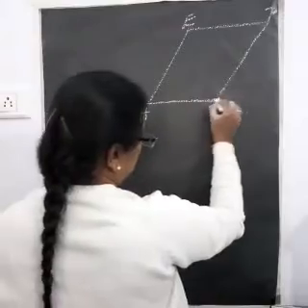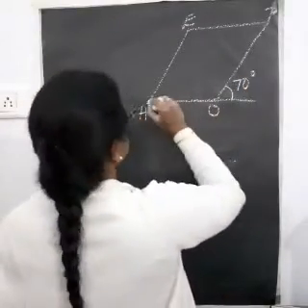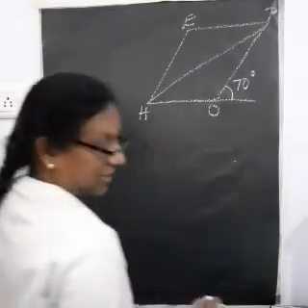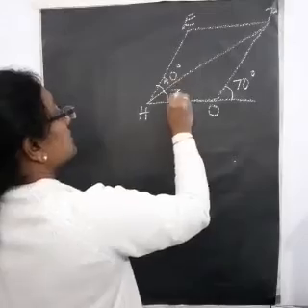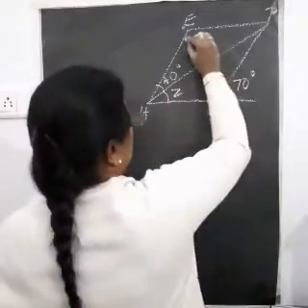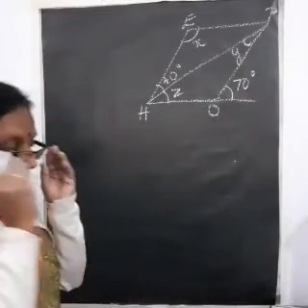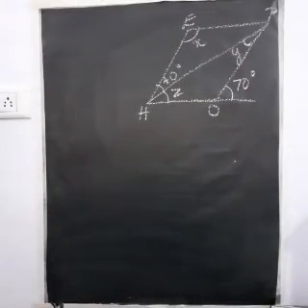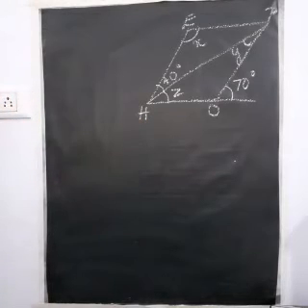HOPE. And this is extended. And they have given this to be 70 degrees. And here they have given this to be 40 degrees. And here Z. Okay. And here is X. And this is Y. Now, we have to find X, Y, Z, where HOPE is a parallelogram.